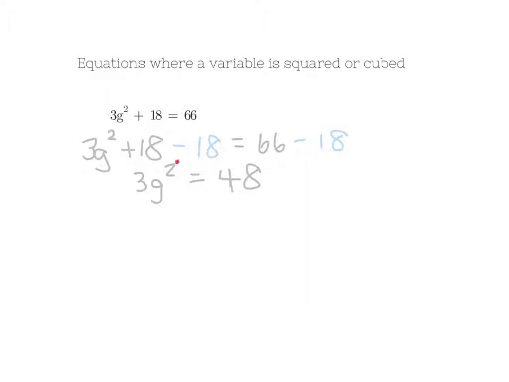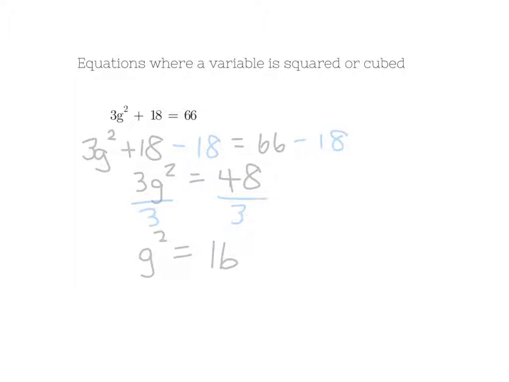Again, we'll just pretend that this 2 is not here. And what would we do next? Well, we divide both sides by 3, just like we normally would. So we go through that process. On the left side, we are left with our g squared. And 48 divided by 3, that is 16.